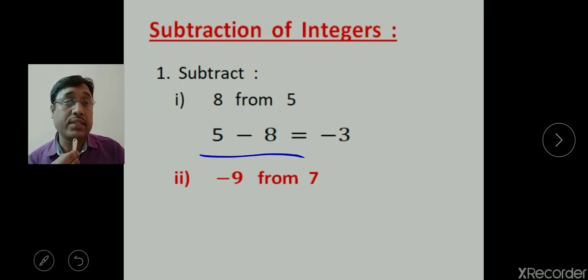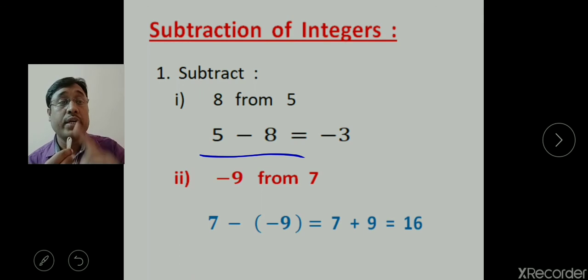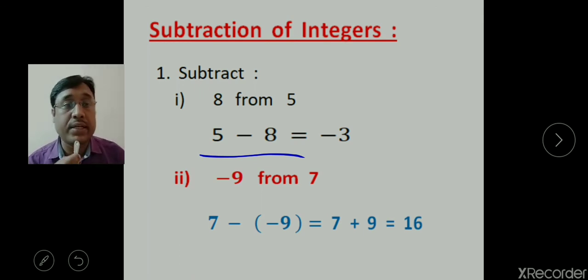Now we have another question: subtract minus 9 from 7. So you will do 7 minus minus 9. This minus is the middle minus, that is used for the subtraction, and that minus in minus 9 is the sign of 9. So 7 minus minus 9, that minus and minus we can multiply. So the result is 7 plus 9, which means 16 here.